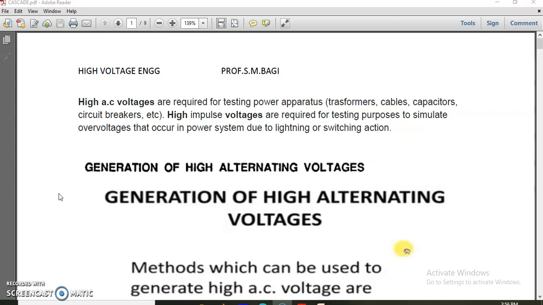As we all know, in power systems, overhead transmission lines and so on, if you want to go for high voltage transmission, the components they use are also rated for the high voltage side, components like transformers, cables, capacitors, circuit breakers. These are all near the high voltage. It may be extra high voltage or ultra high voltage. So these components will be there.